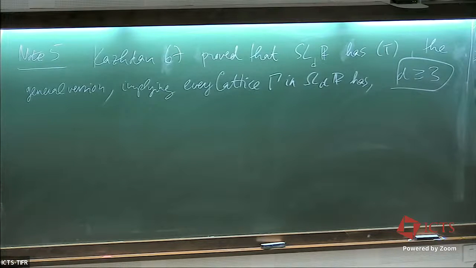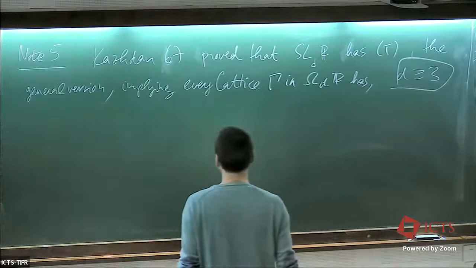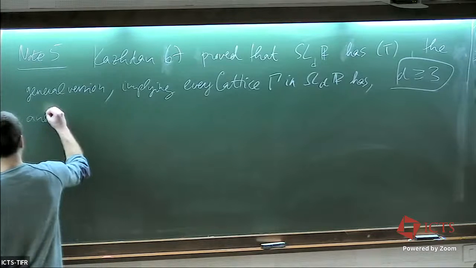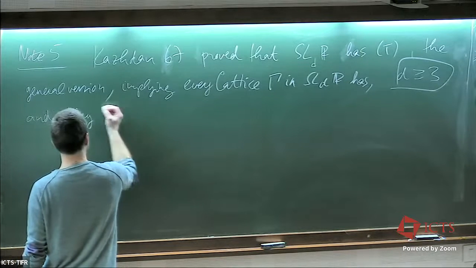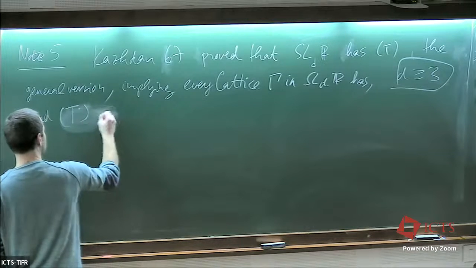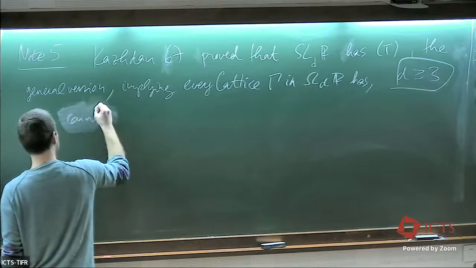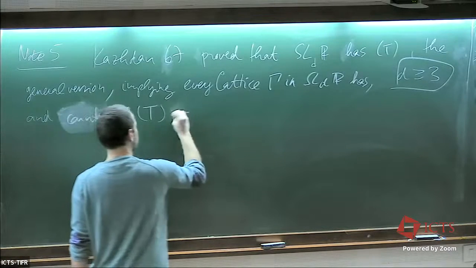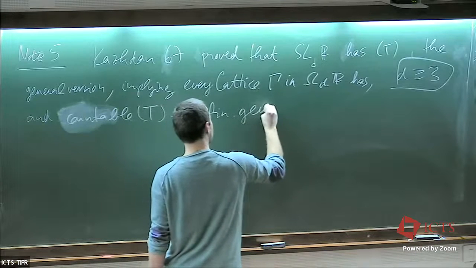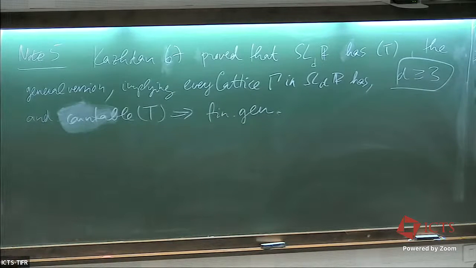that he proved that being Kazhdan implies that you are finitely generated. For a countable group, being Kazhdan implies that you are finitely generated. It's not very hard to prove, but I'm not going to do it. So, for a countable group, T implies finitely generated. So really, he wanted to prove that lattices are finitely generated, and that's why he came up with the notion.